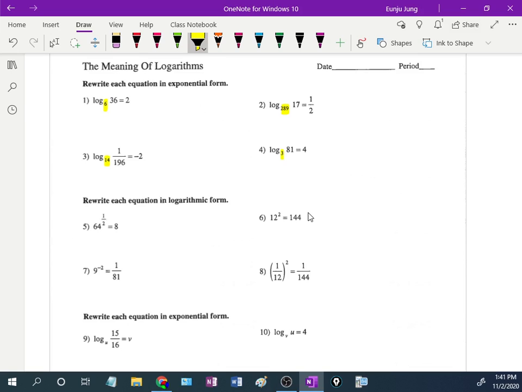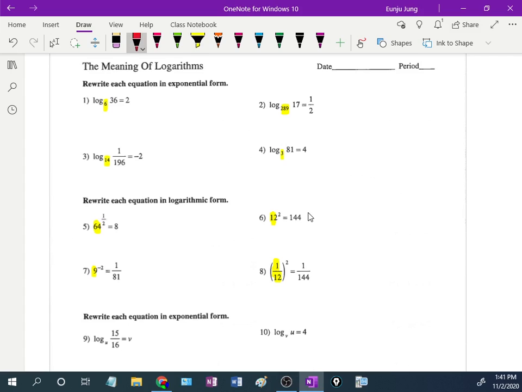Number 5, can you find the base? This is exponential form. Can you find the base? 64 is not a little number any longer, right? It's a big number, but we have the exponent at the top, so we call this the base, right? Okay, number 6, can you find the base? 12. So you need to keep the same base when you write the form.